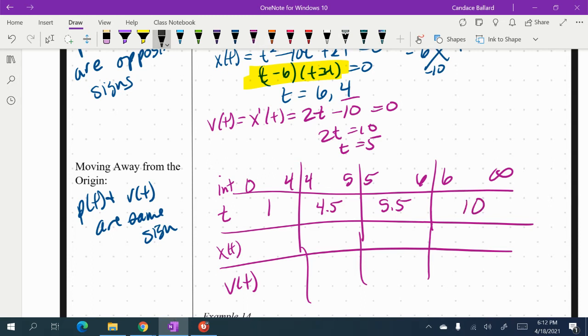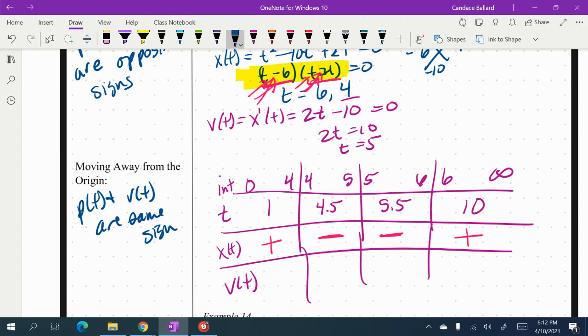I'm going to go into the most simplified form of my position and do all of my x of t's first. I put a 1 into this one and I'd get a negative, and into that one I'd get a negative. Negative times negative is positive. 4.5 into this one, I'd get negative, and 4.5 into that one, I'd get positive. Negative times a positive is negative. 5.5 into this one, I'd get a negative, and into that one a positive, so a negative times a positive is negative. Put a 10 into this one, positive, and 10 into that one, positive. Positive times a positive is positive.